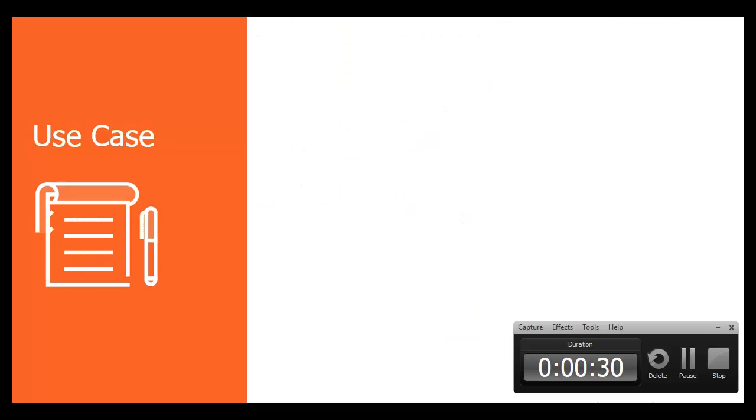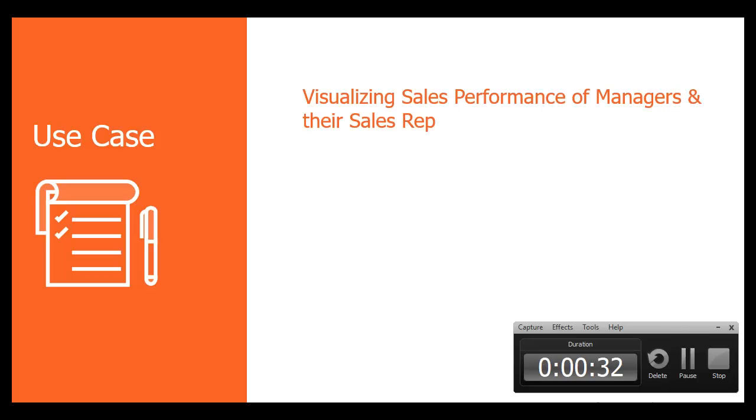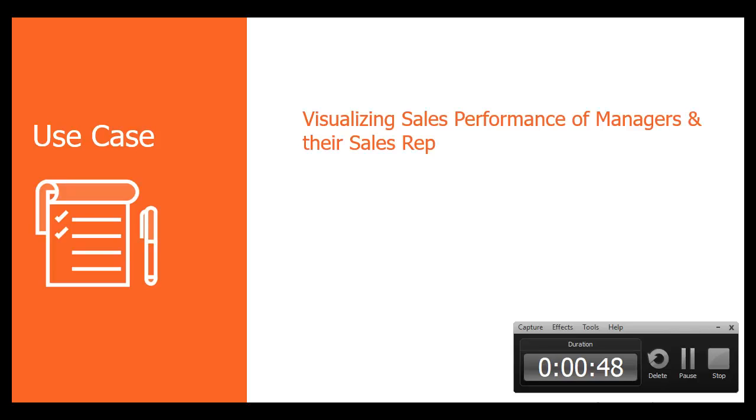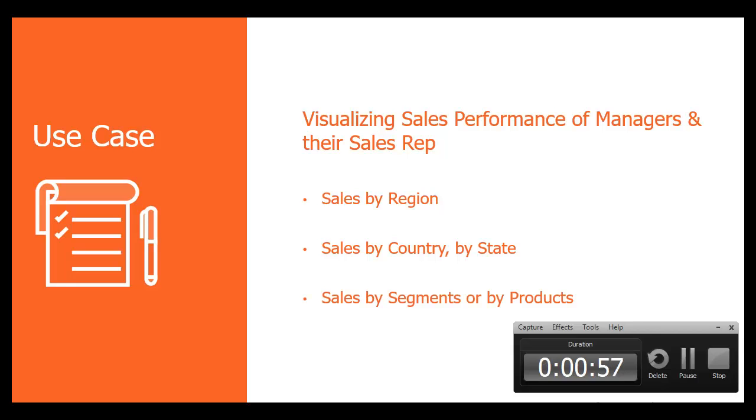The use case: a lot of time when we see the data, we don't get to understand if the managers and sales rep are meeting their targets or not. How much do they exceed or fall behind? What is the percentage in terms of overall sales? Sales by sales manager and sales rep. And this is not only the single use case. It could be sales by region, sales by country, by state, or sales by segments or by products. So the tree visuals could really be very useful.